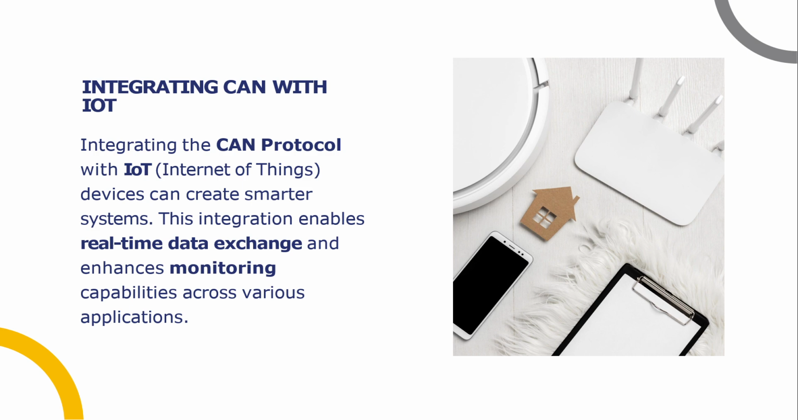Nowadays we are using smart homes, right? When we enter the home, the light will turn on, the fan will turn on. If you go outside, the light will turn off and the fan also turns off. These types of technologies are being done now. These are real-time exchanges, and IoT devices can create smart systems. So this is integrating CAN with IoT. These applications also use the CAN protocol.